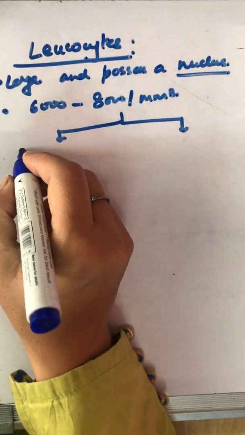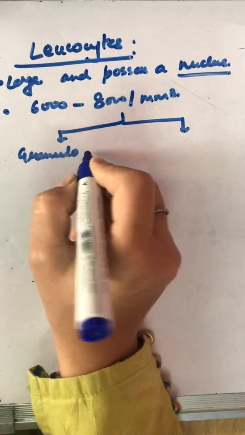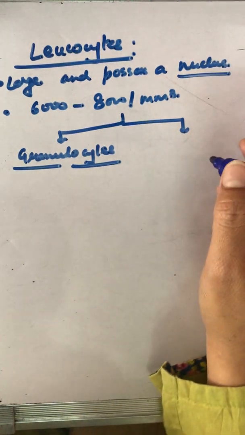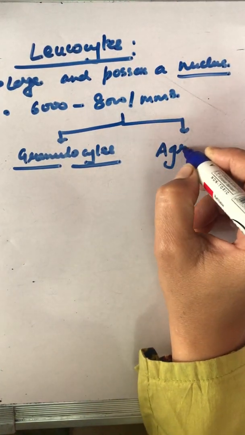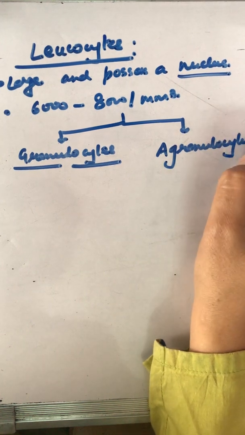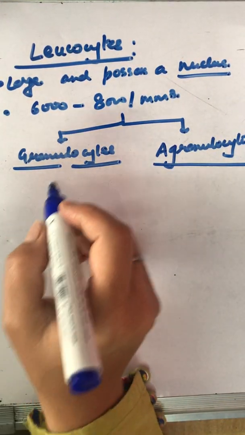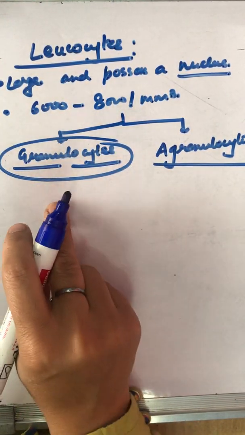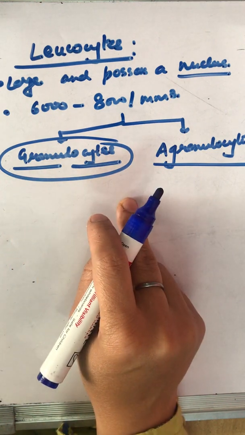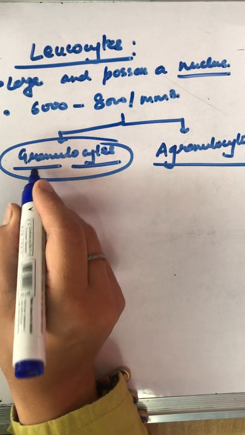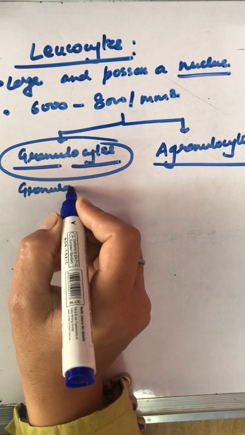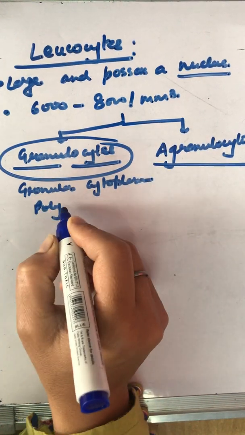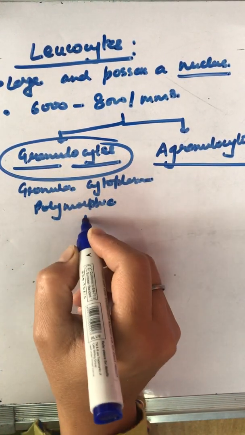They are categorized into granulocytes, where they are a bit granulated, and agranulocytes. Talking about the granulocytes, when we are talking about the category where there is granular cytoplasm and polymorphic nucleus, they are basically known for this characteristic. That means the granular cytoplasm and polymorphic nucleus.